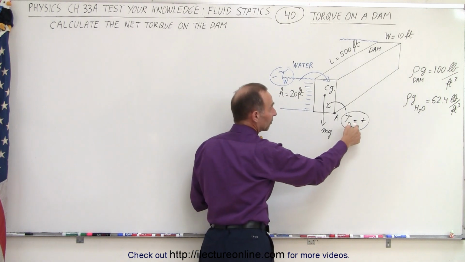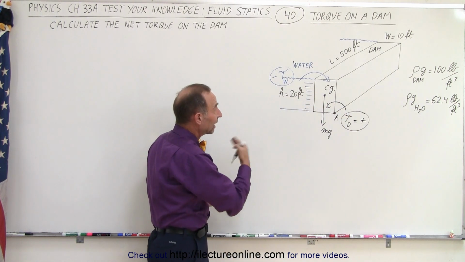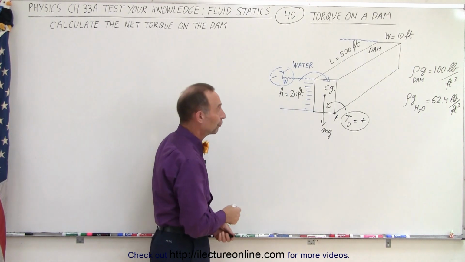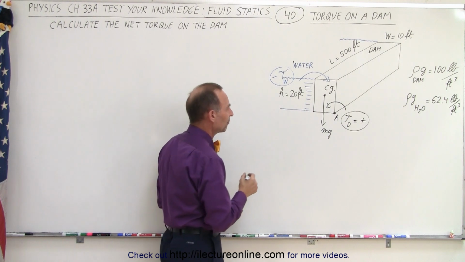And so if the positive torque is bigger than the negative torque, the dam will stay in place. If the negative torque is bigger than the positive torque, the dam would fall over. Wouldn't be a good thing. All right, so let's calculate the torque of the dam first.